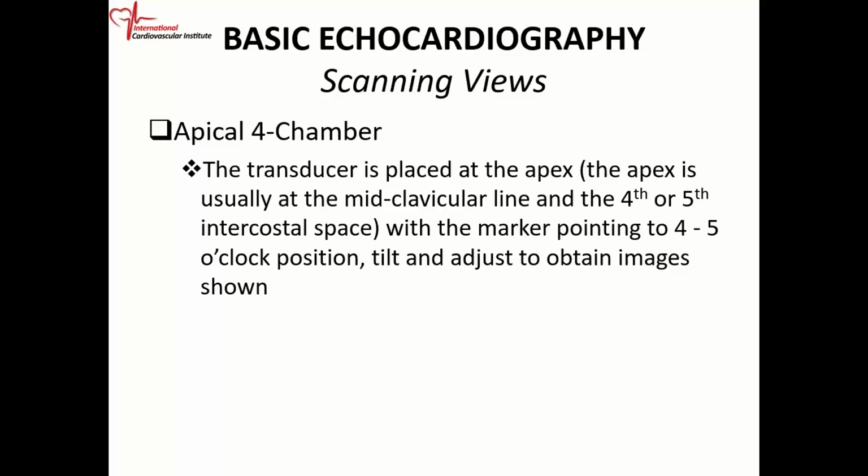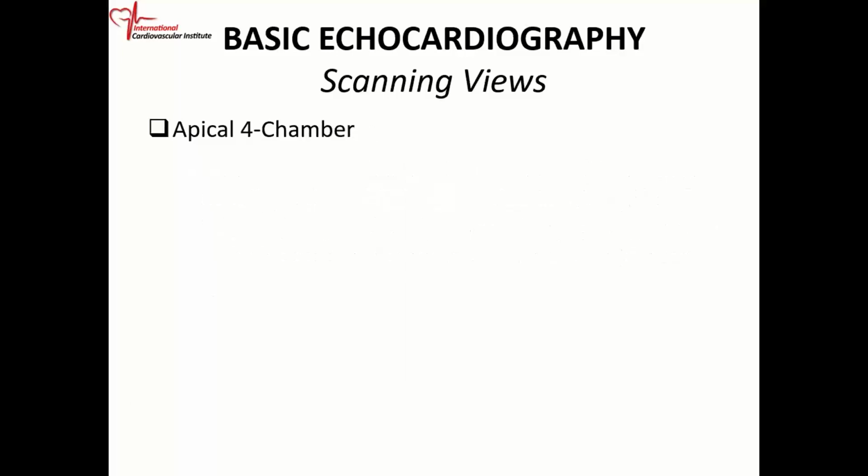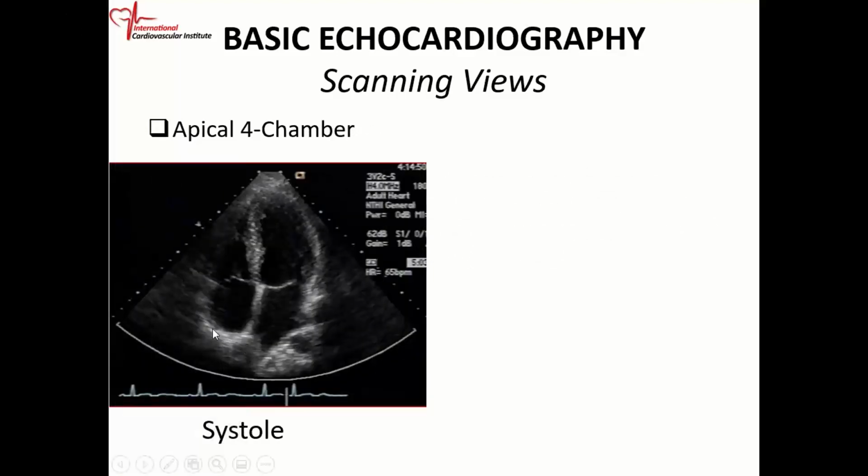This time the marker on the transducer is going to point towards the 4 or 5 o'clock position. And you tilt it slightly, and this is the image. This is what we call our apical 4-chamber view. Again, the probe or transducer is right there. So for the apical views: the 4th or 5th intercostal space, the mid-clavicular line, the marker at about 4 or 5 o'clock position, and you just adjust it a little bit.